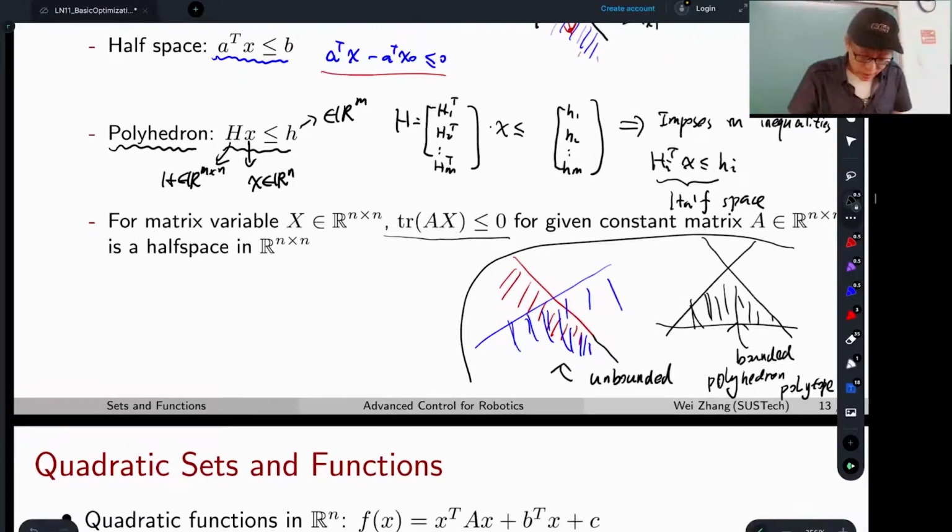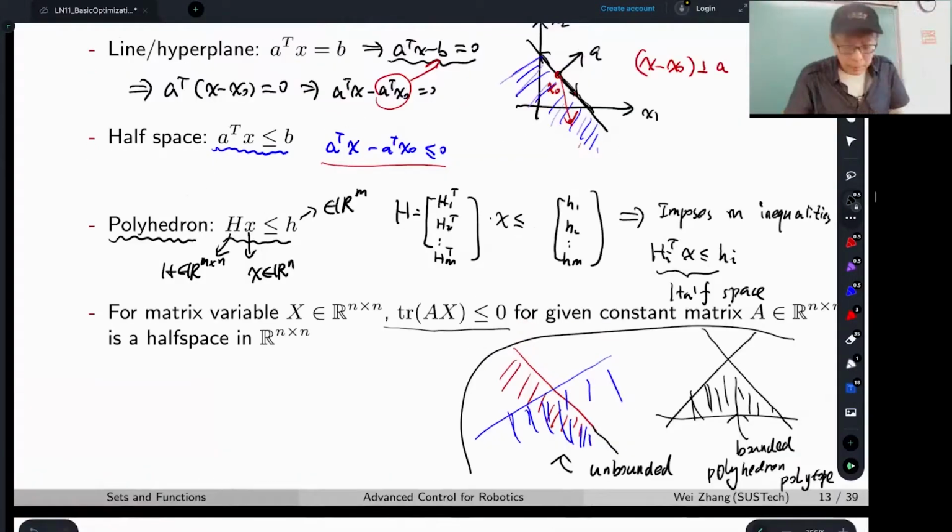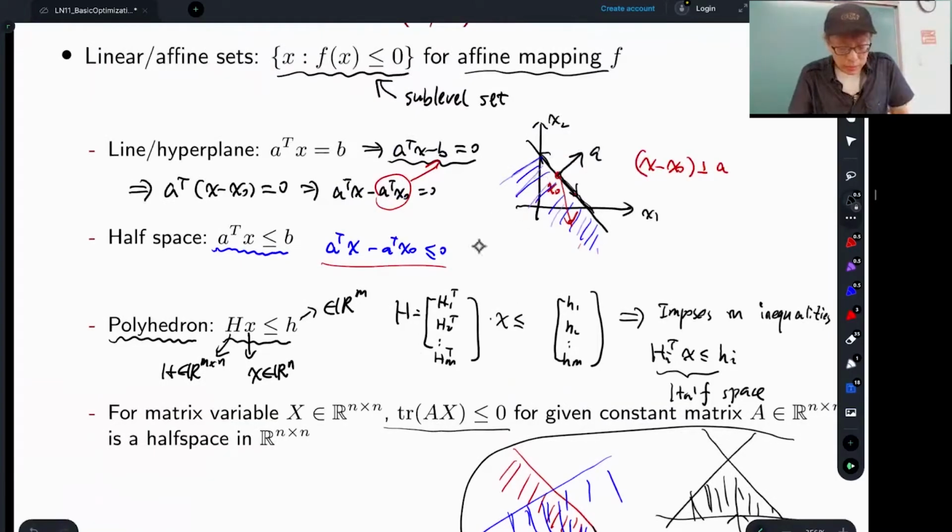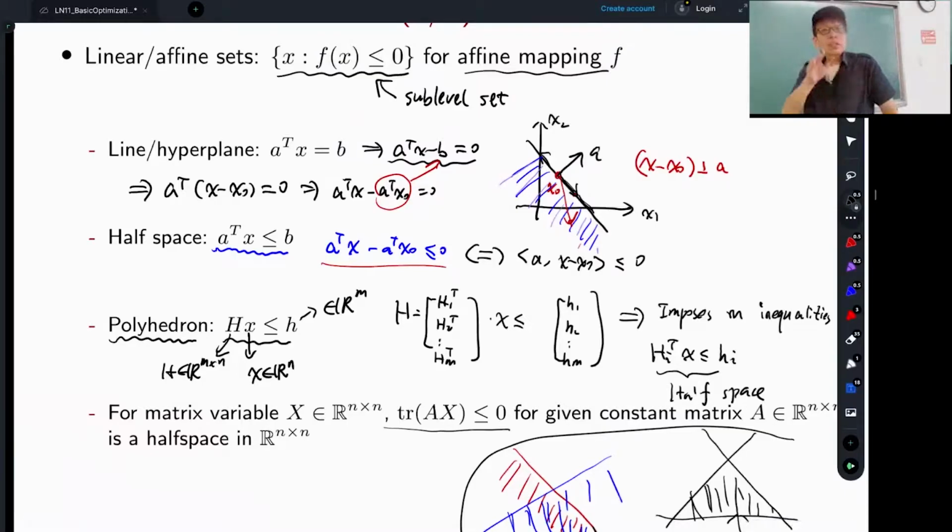Let's not do that. If you don't like it, you can think about the half space definition, for example, this is equivalent to saying the inner product of A with x minus x0 is less than or equal to 0. So as long as an inner product is defined, I can define a half space. Half space is nothing but the angle, right? Bigger than half pi or smaller than half pi, either way is fine. Half space is nothing but the angle.